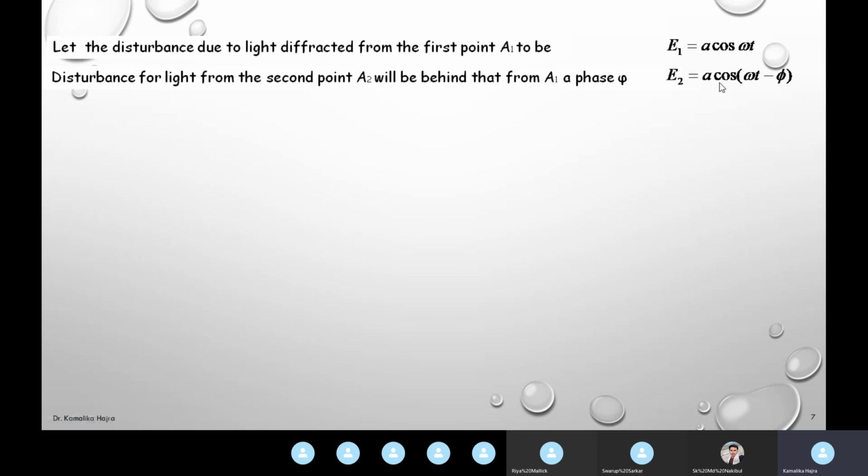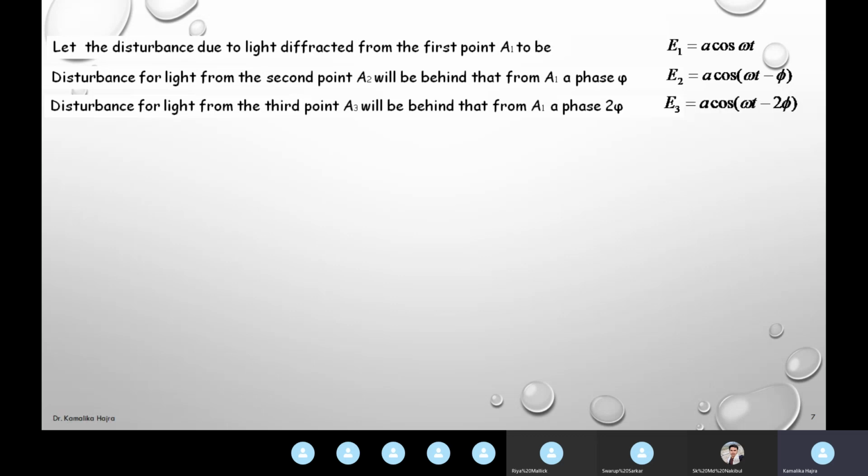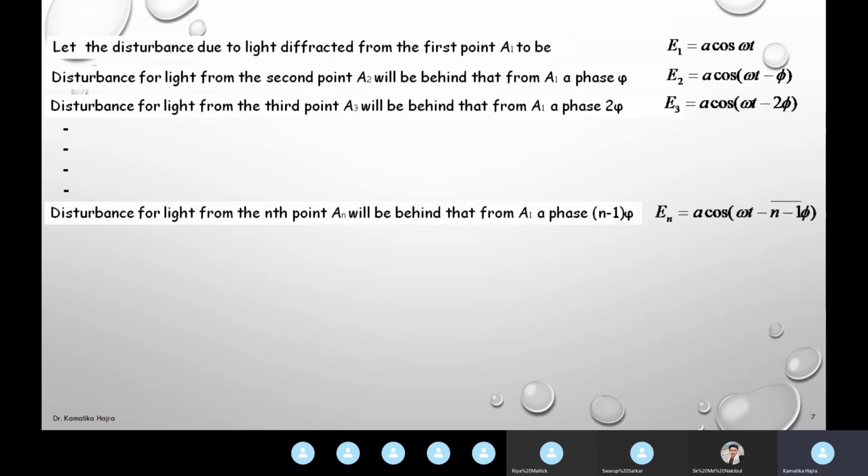All right. Light from the point A3 will be behind that from A1 by a phase 2 phi, because between A3 and A2 there is phi difference, between A2 and A1 there is phi difference. So between A3 and A1 there will be 2 phi difference. In this manner, the disturbance for light from the nth point An will be behind that from the first point A1 by a phase n minus 1 phi. So this expression will be A cos omega t minus n minus 1 phi.